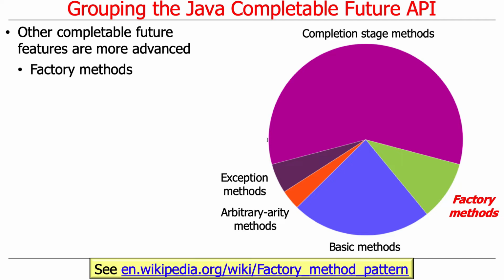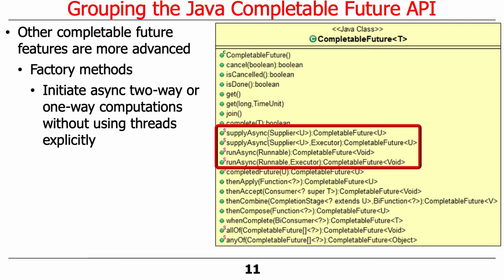Hopefully, if you took the 251 course, Intermediate Software Design, you've seen the factory method pattern. A factory method is just something that makes something. What's made here is an asynchronous computation that's either a one-way or two-way computation. So as we'll see, the one-way computations are not going to return results, whereas the two-way computations will. And one of the cool things about this is you don't have to do threading explicitly. You just call these factory methods, either supplyAsync or runAsync.